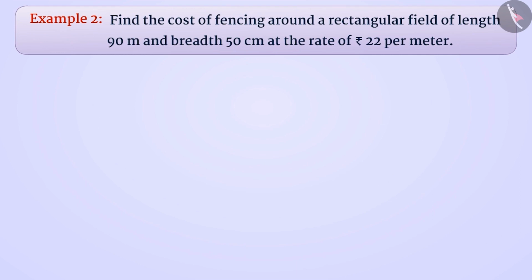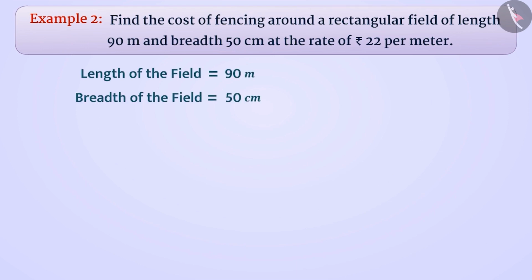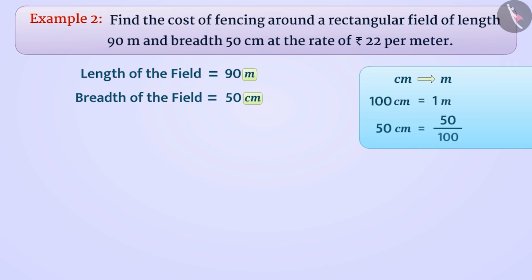We are given that the length of the rectangular field is 90 meters and the breadth is 50 centimeters. Some children do not pay attention to the units of measurement. For example, here the length is stated in meters, whereas the breadth is stated in centimeters. So, in order to make the units the same, we will convert centimeters to meters. We know that 100 centimeters is equal to 1 meter. So 50 centimeters is equal to 50 divided by 100 meter, which is equal to 0.5 meter.